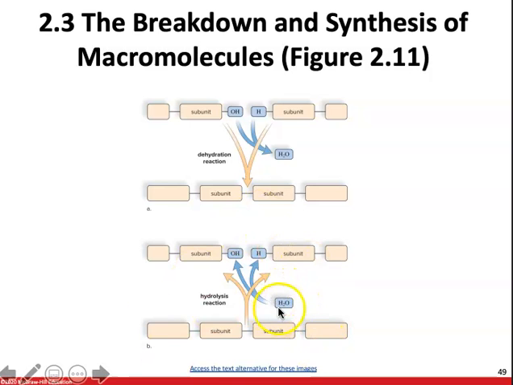In this case, we're going to add a water molecule back, and we're basically going to split that bond apart. We're going to add a hydroxide group on one side and a hydrogen on the other. Now, a lot of times students have a hard time remembering the difference between a dehydration reaction and a hydrolysis reaction.